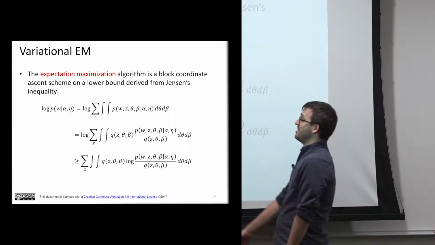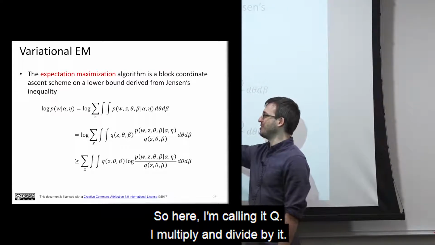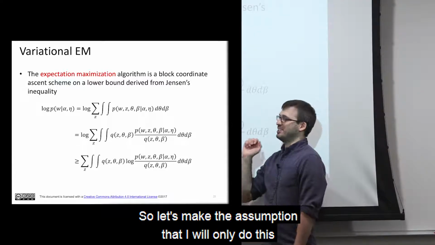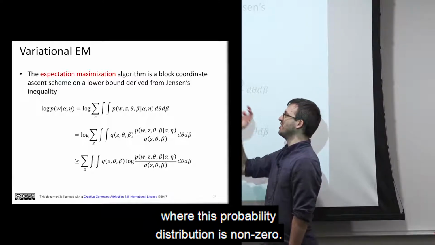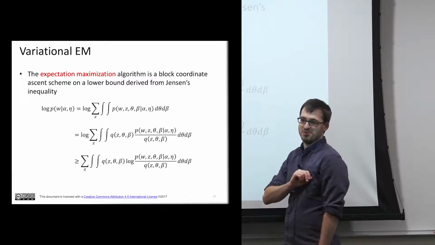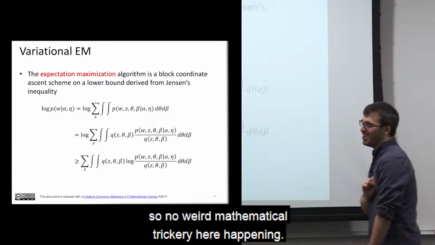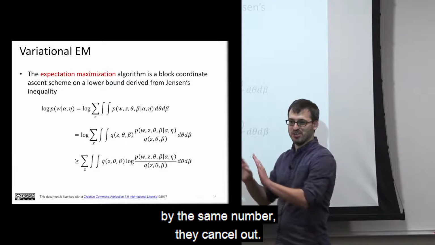So the trick works like this. I introduce a fake distribution over z, theta, and beta. Here I'm calling it q. I multiply and divide by it. Let's make the assumption that we'll only do this where this probability distribution is non-zero. Everywhere else we'll just assume q is 0 and not multiply and divide by it. So no weird mathematical trickery happening here. Just multiplying and dividing by the same number, they cancel out.